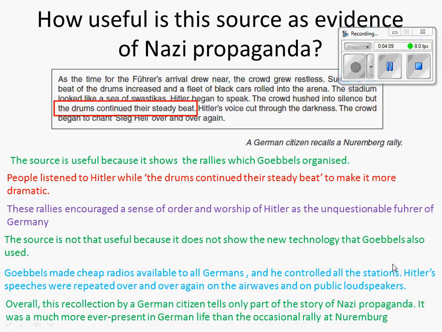And then I can conclude by saying, overall, this is a recollection by a German citizen which tells only part of the story of Nazi propaganda. It was a much more ever-present thing in German life than the occasional rally at Nuremberg. So that's it. Just be careful, think carefully about what does the source show, and then what does it leave out, and what does my own knowledge say that it is something that's more than what's presented.